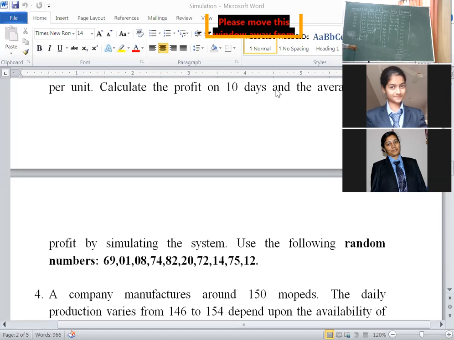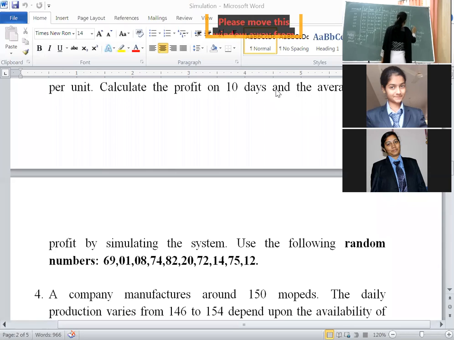That means we are getting a profit per unit of 5 rupees. Then the total profit in 10 days is 280 into 5, which is 1,400. Finally, what did they ask? Average daily profit.